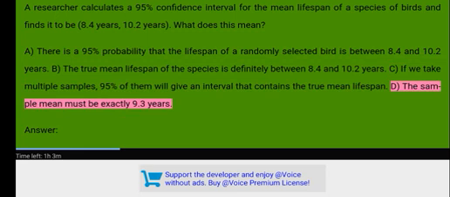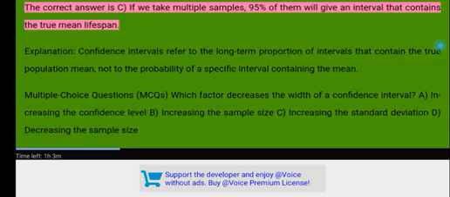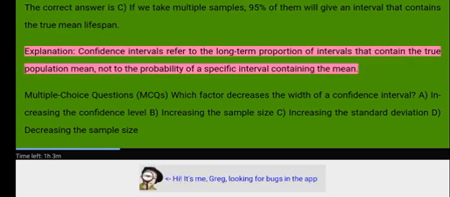D. The sample mean must be exactly 9.3 years. Answer. The correct answer is C. If we take multiple samples, 95% of them will give an interval that contains the true mean lifespan. Explanation. Confidence intervals refer to the long-term proportion of intervals that contain the true population mean, not to the probability of a specific interval containing the mean.